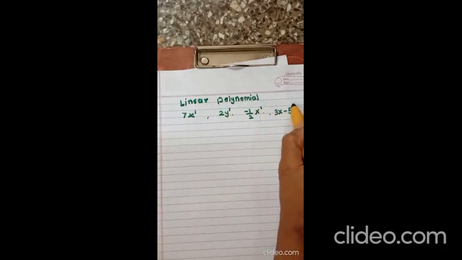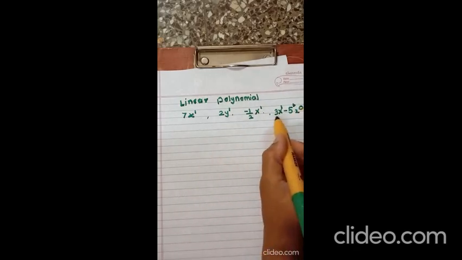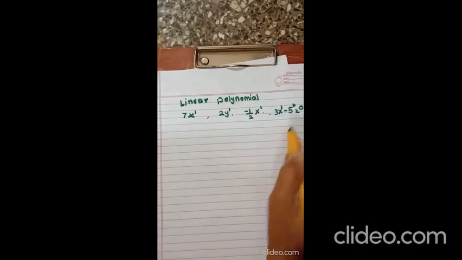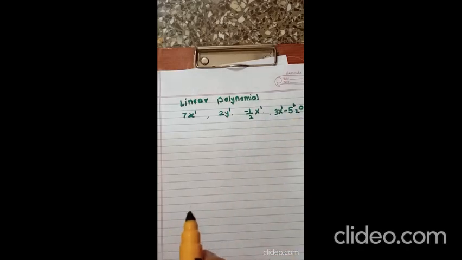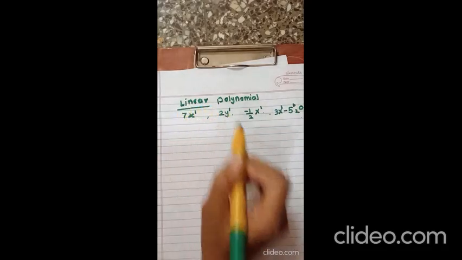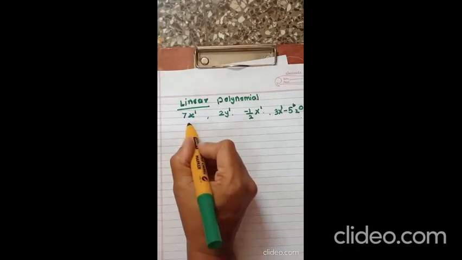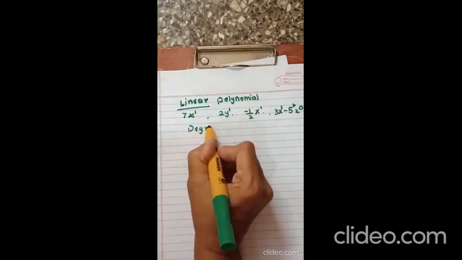These all expressions have degree 1, at the most 1. Here is x raised to 0. So this polynomial also has degree 1. The highest power of this polynomial is 1. So these are called linear polynomials having degree 1.